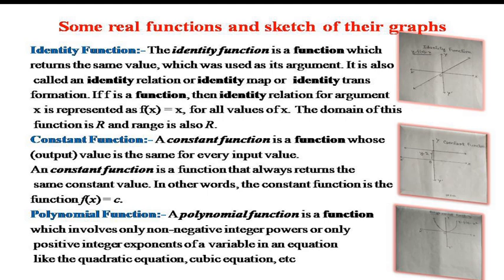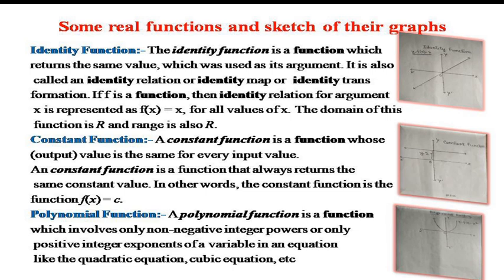The domain of this function is R and the range of this function is also R. If we draw the graph of that function, we will get a straight line which passes through the origin, and it lies in the first and third quadrant, and which also bisects the first and third quadrant.